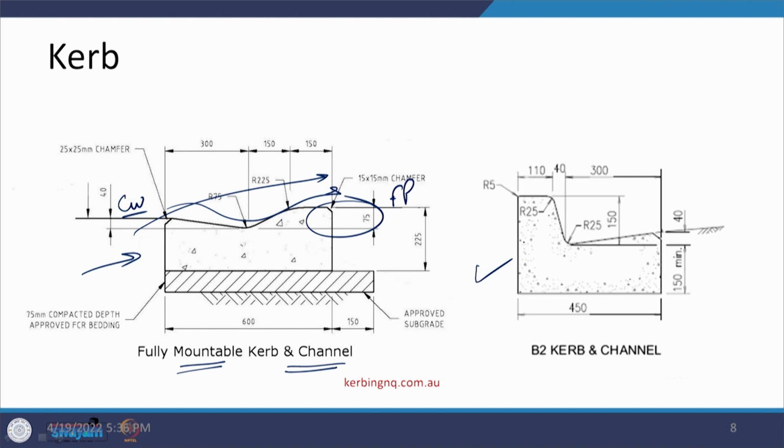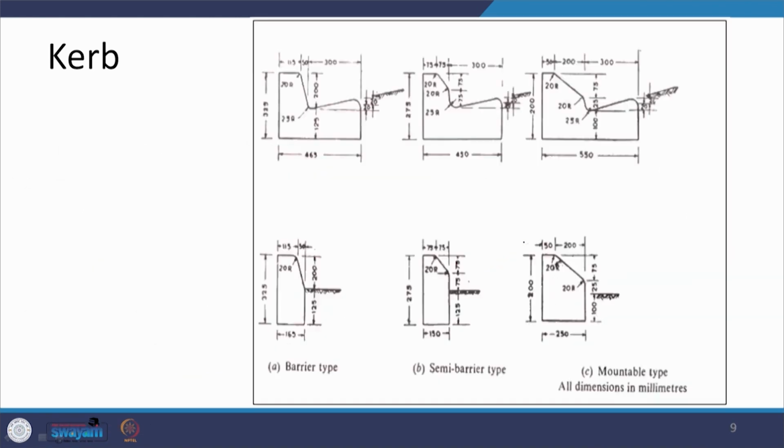So, let us look at what we are using in our conditions, and here we are defining or classifying them. We have three classes here. One is the barrier type, another is the semi-barrier type, and the third is the mountable type. Let us look first at these vertical cases, and then at the extension cases. In the vertical cases we do not have any channel, so probably the drainage has been taken care of already.